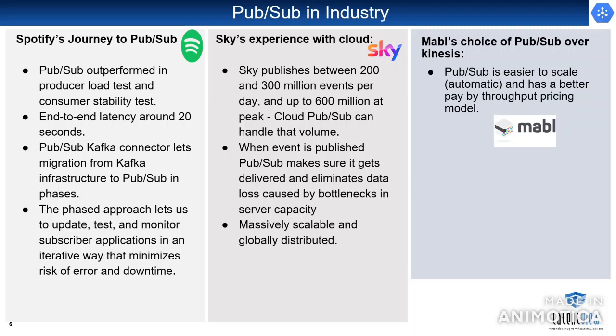Another add-on feature is the PubSub Kafka connector, which lets us migrate the existing infrastructure from Kafka to PubSub in phases. This approach lets us update and test the new service with minimal downtime and risk of error. So this is how Spotify shifted from Apache Kafka to PubSub for its user messaging service.